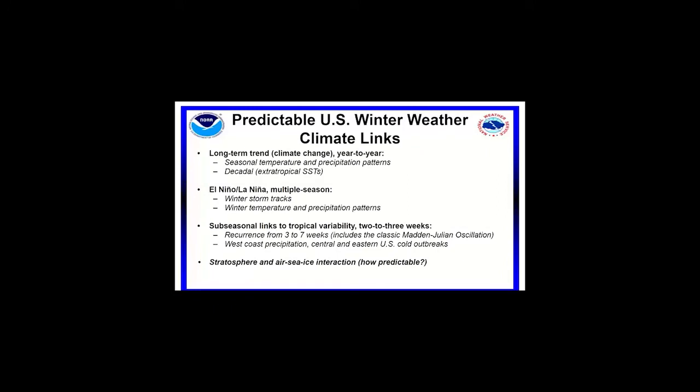Very similar there. All right, so we're coming up on the end, and we're getting ready to get into our new stuff here. Great. So, predictable U.S. winter weather-climate links. Long-term trends give us a predictable signal. And El Niño, La Niña, or ENSO is important also. Then subseasonal links to tropical variability, which is looking at mostly the MJO. And then finally, stratosphere and air-sea ice interaction. I'm not going to discuss the latter today.